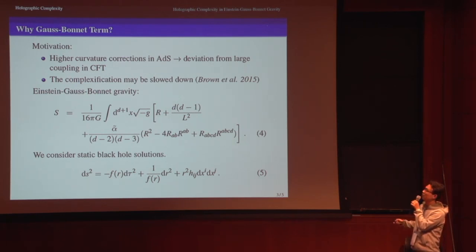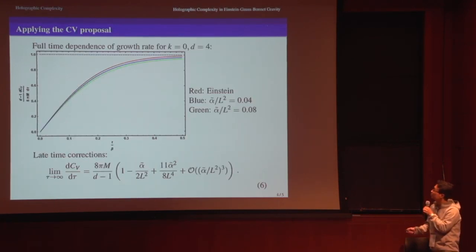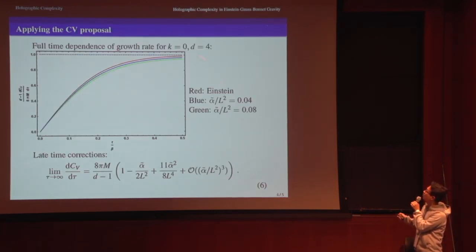The Einstein-Gauss-Bonnet gravity contains the Einstein-Hilbert term, the cosmological constant, and the higher curvature corrections, and we look into these static black hole solutions. This is one main result of our work, and in this graph, the horizontal axis is the time, and the vertical axis is the time derivative of the complexity.